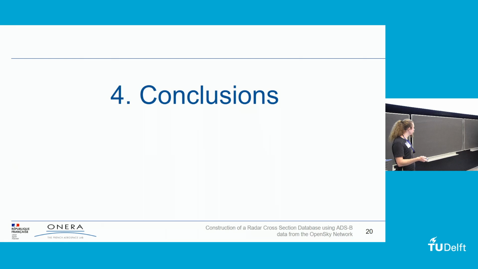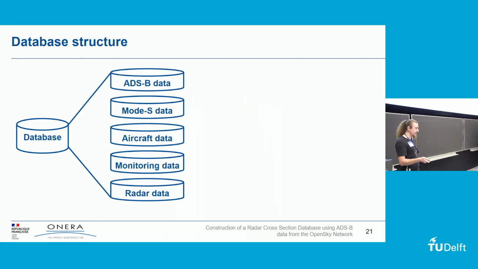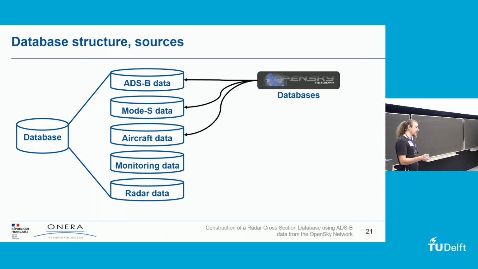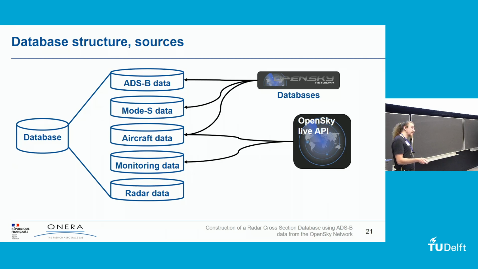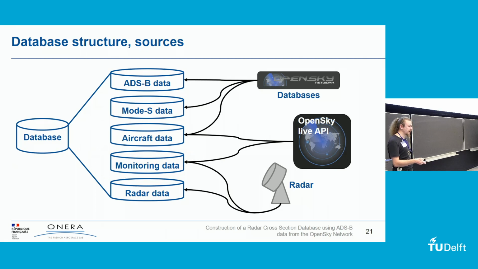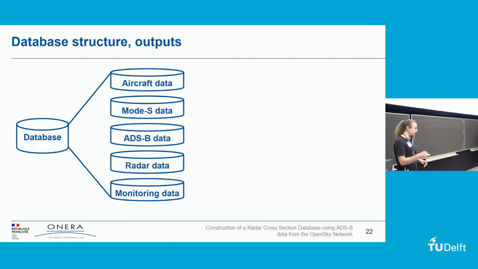So, what are the conclusions? We have a database which uses both OpenSky databases, so the Mode S messages, the ADS-B data database, and the aircraft database. We have data from the OpenSky Live API, so the aircraft data and some monitoring data, because we want to know how the measurement went. And obviously we have radar data, which is the most important thing, in our radar database, and monitoring data from the radar.